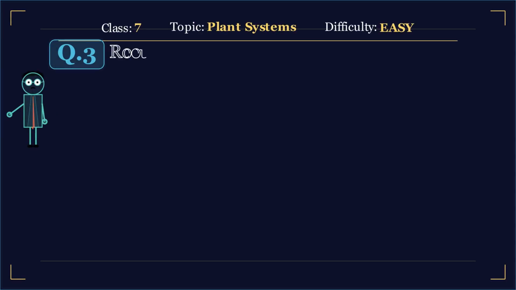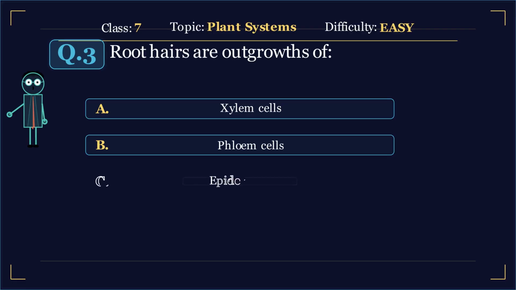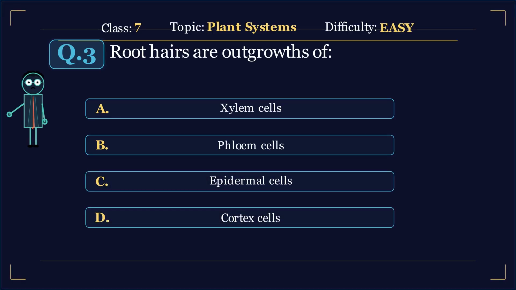Question 3. Root hairs are outgrowths of: Option A, xylem cells. Option B, phloem cells. Option C, epidermal cells. Option D, cortex cells. The correct answer is option C.